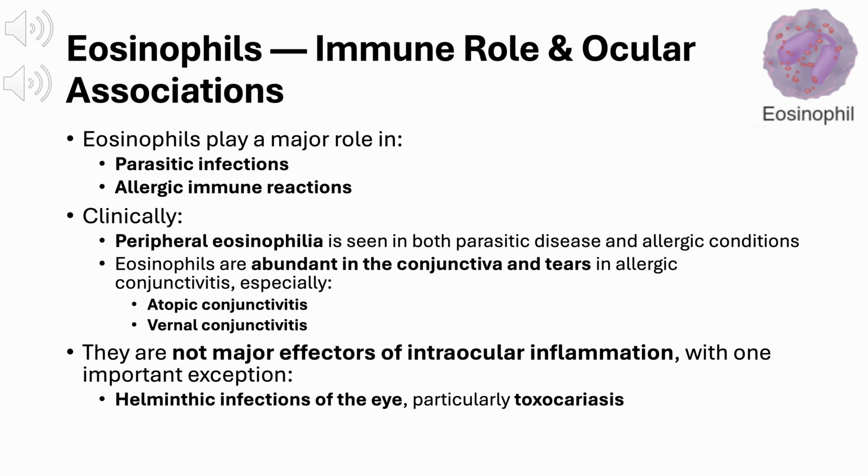They may be abundant within the conjunctiva and tears in allergic conjunctivitis, particularly in atopic and vernal conjunctivitis, where their toxic granule proteins contribute to epithelial injury and chronic inflammation. By contrast, eosinophils are not usually major effector cells in intraocular inflammation. The key exception is ocular infection with helminths, especially toxocariasis, where eosinophil-rich inflammation may develop in response to the parasite.